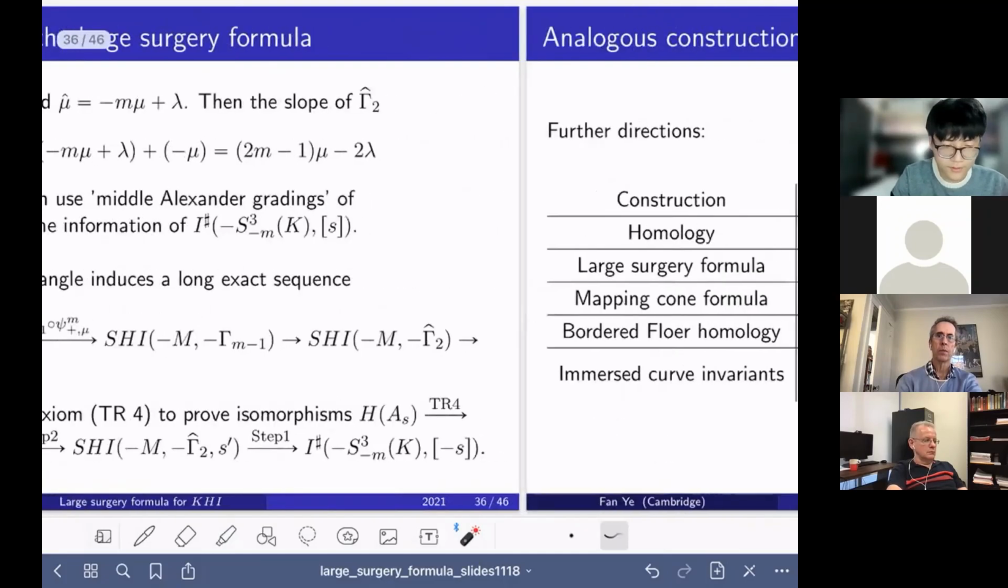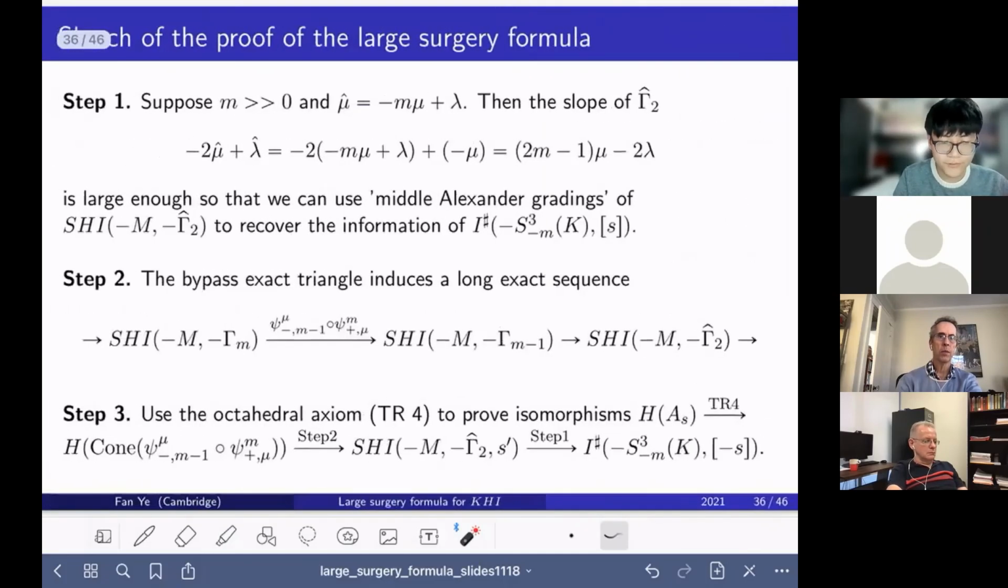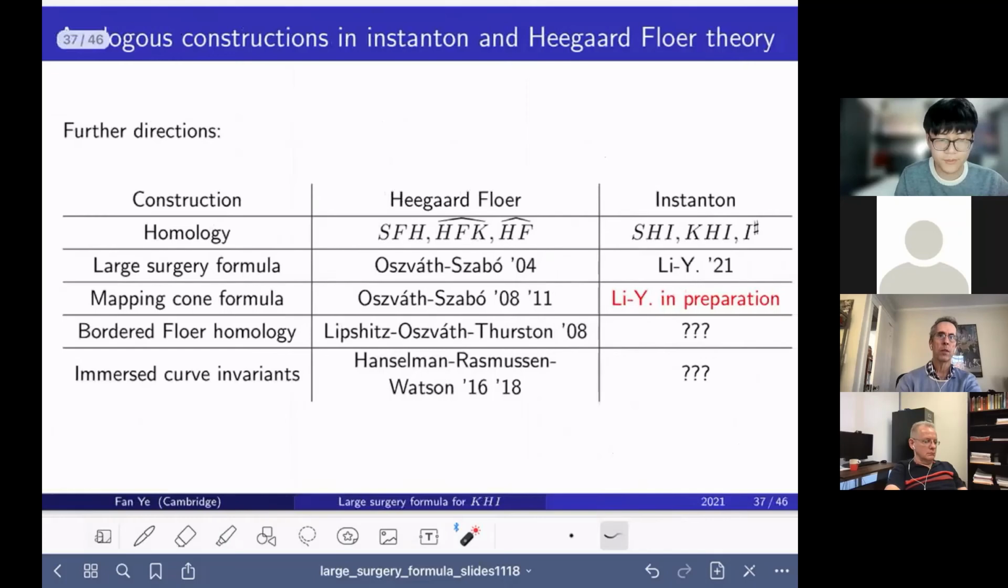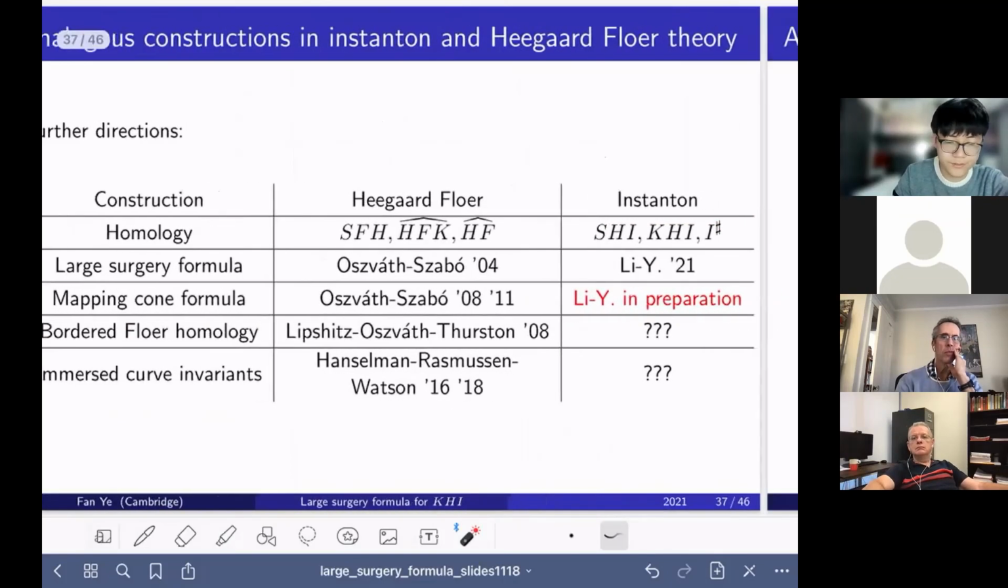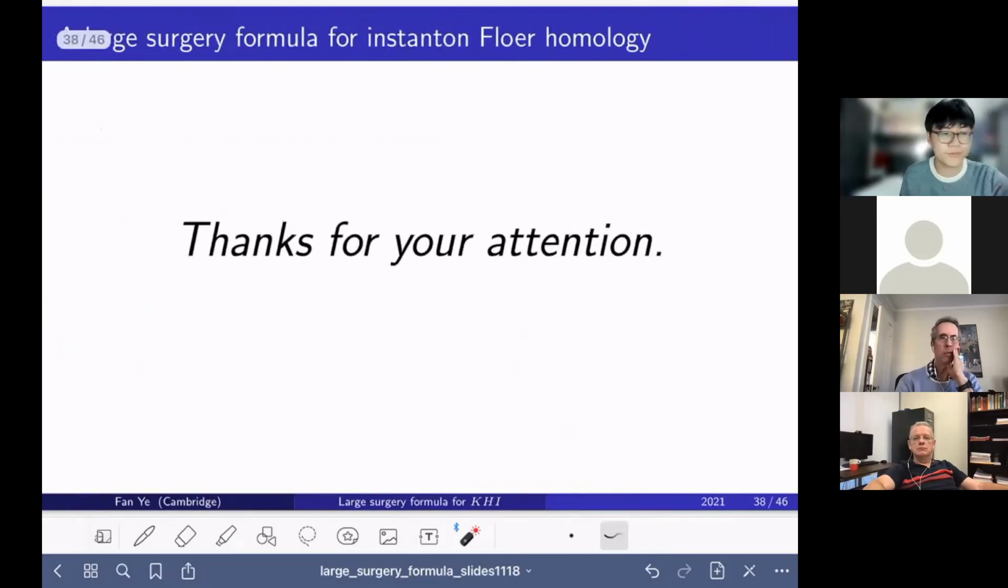And well, there are also some further directions which we are still working on. So the first one is what I mentioned before, the mapping cone formula. And maybe we can also recover the bordered Floer homology and inverse curved invariants in instanton homology. So these are all things I want to say. And thanks for your attention.